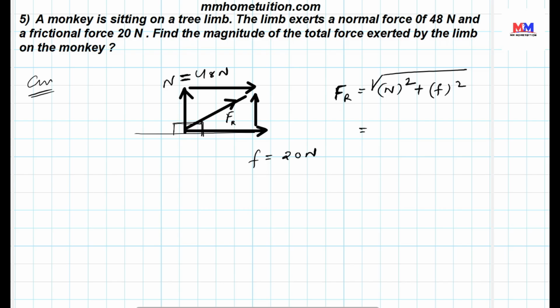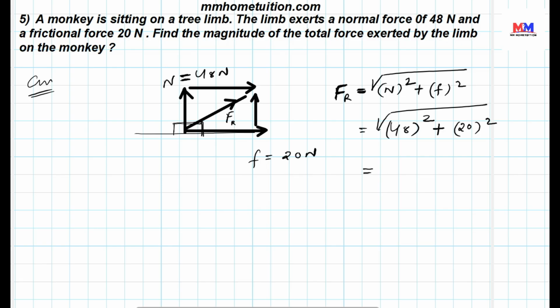Resultant force equals the square root of normal squared plus frictional squared. Normal squared is 48 squared plus frictional squared, which is 20 squared, under the root. So that equals how much? The square root of 48 squared plus 20 squared. So that equals how much?